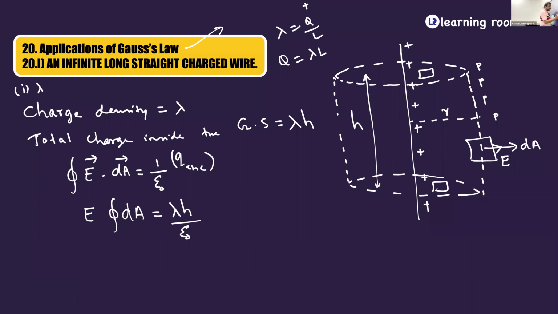Similarly, if I consider another dA at the bottom, the areal vector is in downward direction. Electric field is in this direction. So what is the angle again? 90. So through this surface and this surface, there is no contribution of flux. The flux is contributed only through the curved surface area. So the surface integral of dA in this scenario will give you the curved surface area of a cylinder. And what is the curved surface area of a cylinder? It is 2 pi R h, which is equal to lambda into h divided by epsilon naught, and h cancels with h. So from here, E will be equal to lambda divided by 2 pi epsilon naught R.